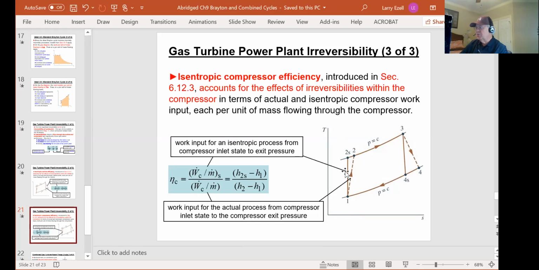So now you know H1, you know H2S, and you're given the efficiency of your compressor. So the only unknown in this little problem here is H2. So you can solve this equation for H2, and now you're cooking with gas, you've got everything you need. And I'll show you how to find that later.